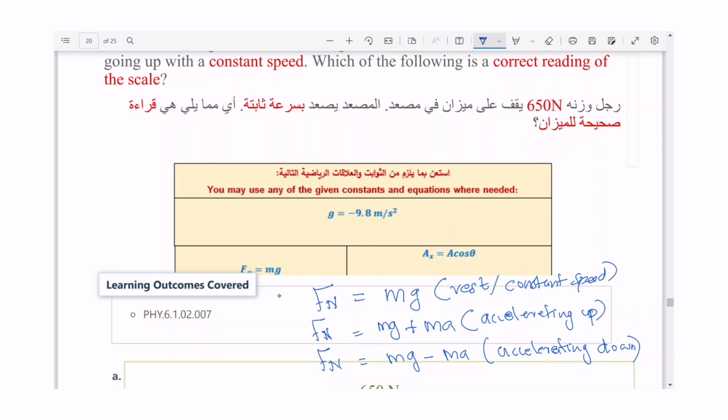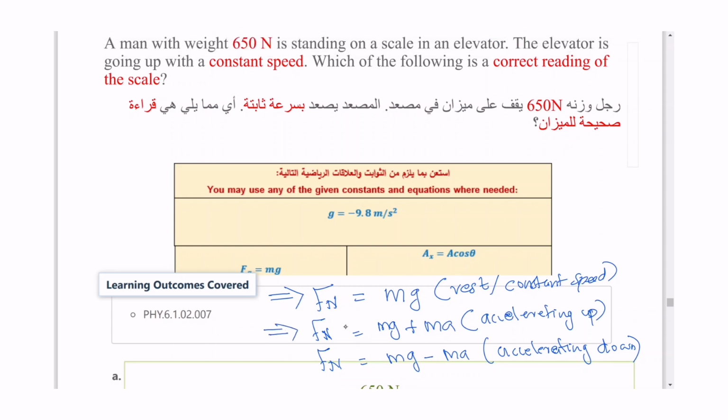So you can see when the elevator is at rest or moving at a constant speed, the scale reading will be equal to your actual weight. Second, when the elevator is accelerating in the upward direction, the scale reading will be greater than your actual weight. This m is your mass, and a is the acceleration of the elevator. And when the elevator is accelerating downward, the scale reading will be less than your actual weight.